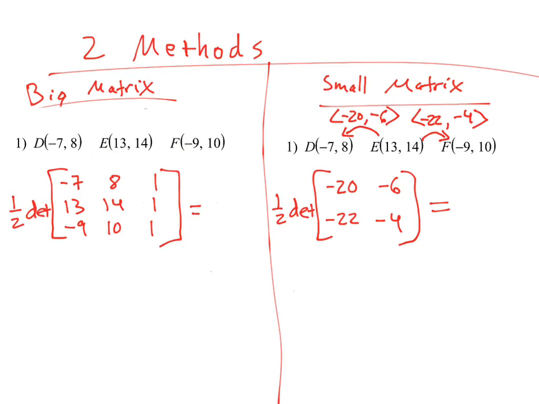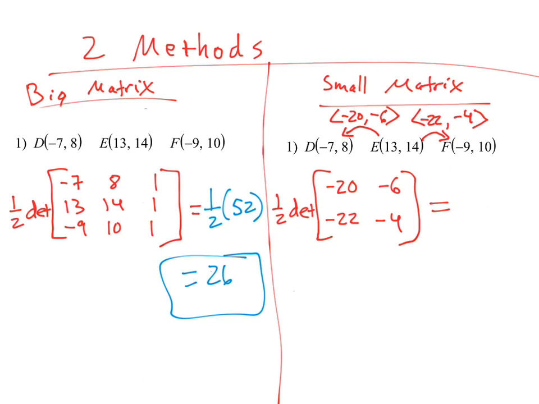So take a moment to put this matrix in your calculator, get the determinant of it, and cut that in half. Go ahead and put that in and come back and check. Alright, did you get it in? Did you get your determinant? You should have gotten 52 for your determinant. And that's the determinant part. You do have to cut it in half because it's a triangle instead of the full parallelogram. And so you should be getting 26.